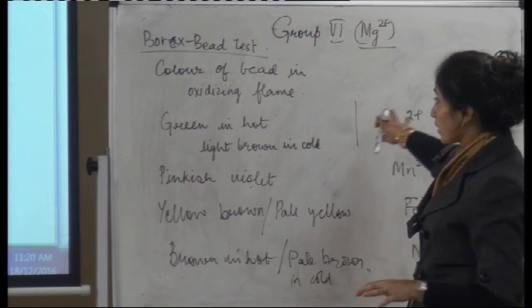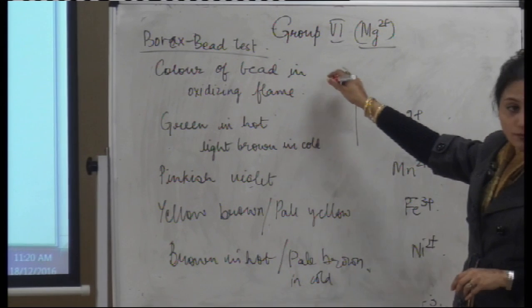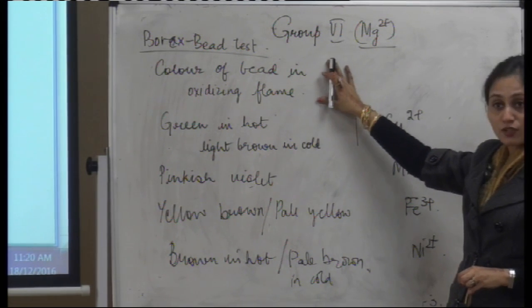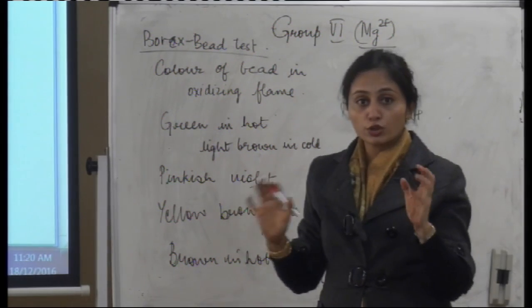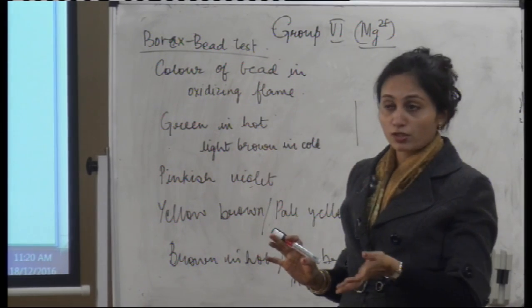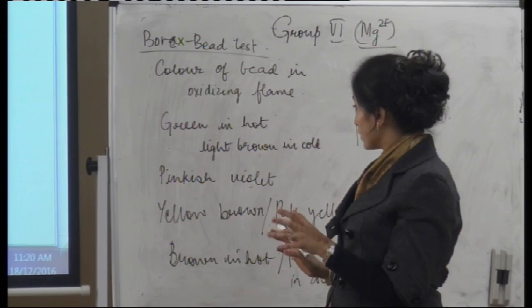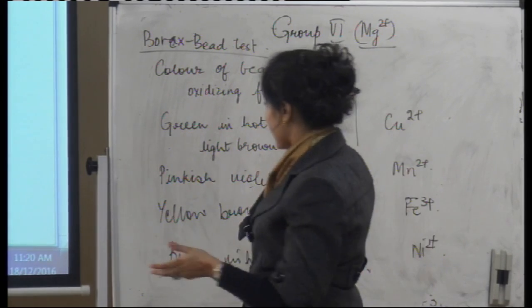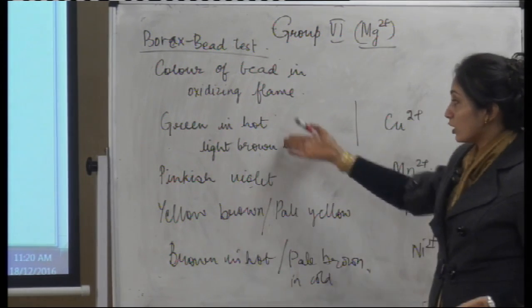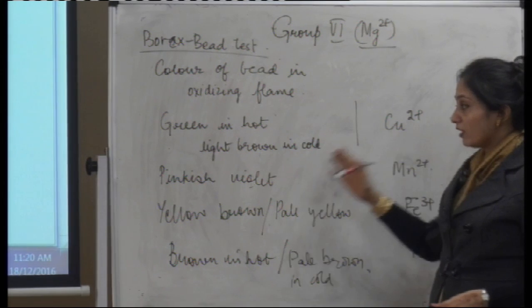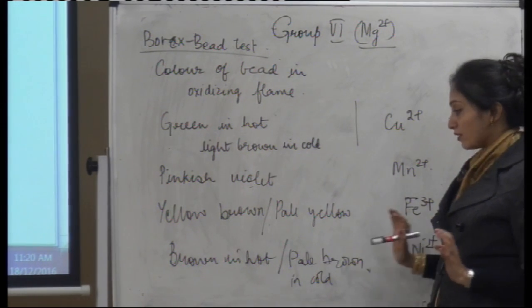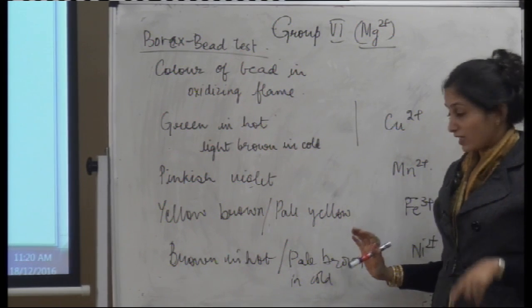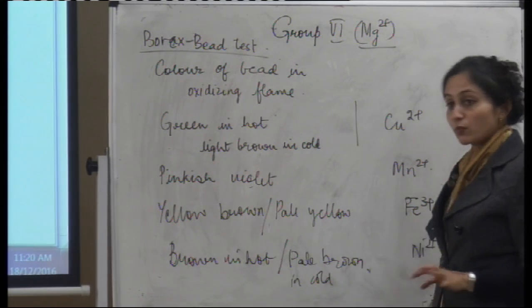Coming back to the borax bead test that I have put up here, you have the color of the bead that is to be noted. It's similar to your flame test only, which gives you a good indication for your salt. So you can just note down these colors. I'll quickly read them out for you. Green in hot or light brown in cold, that's copper. Pinkish violet, then it's manganese. If it is yellow, then it is iron. For the borax bead, I'm telling it again. And if it is brown, then it will be nickel.